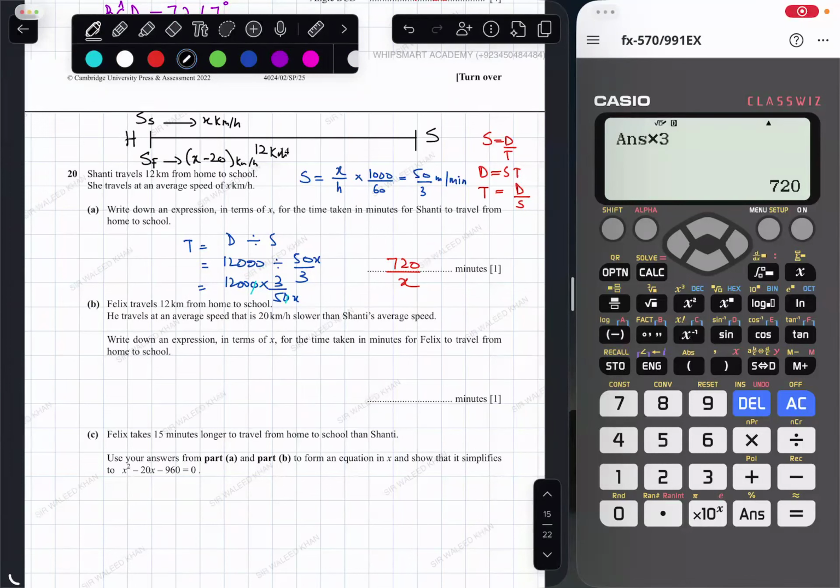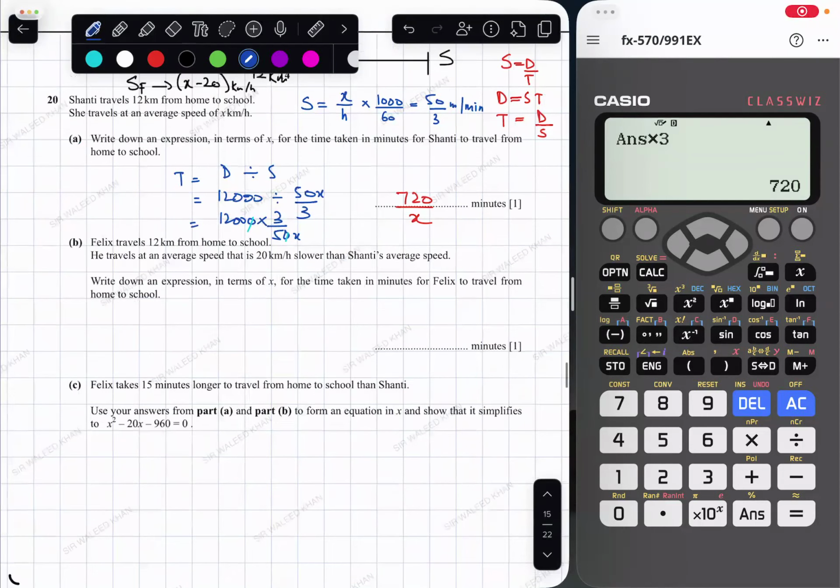So all we have to do is write down an expression in terms of x for the time taken in minutes for Felix to travel from home to school. Again, we have the same thing. This time we know that the distance will be 720 in terms of meters. So this should be directly written as 720 over x minus 20, like this.